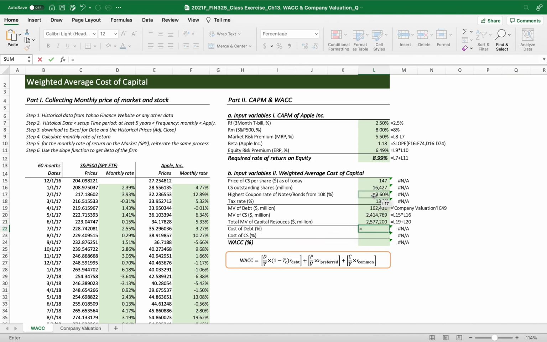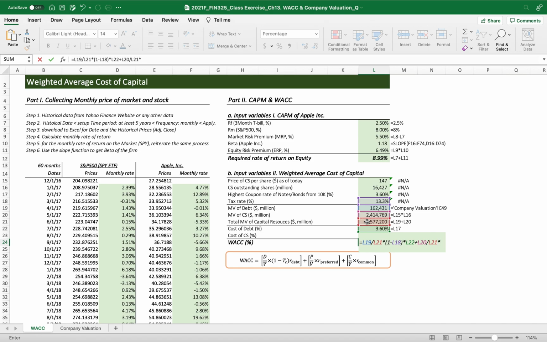And then let's take that information, and the cost of common stock is 8.99%, and the weighted average cost of capital equation is exactly the same as we want to apply. So first, market value of debt divided by total market value of capital times 1 minus tax rate, 13%. Why? Because the cost of debt is tax deductible, right? Interest expense is tax deductible. And then times 3.6% cost of debt. And plus, now the market value of common stock divided by total market value of capital.